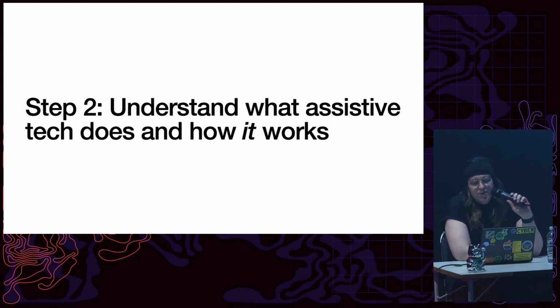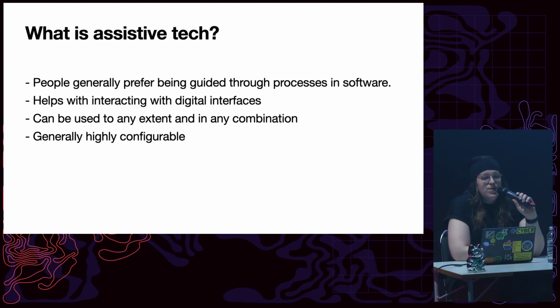Let's go over to step 2. Let's understand what assistive tech does and how it works. Now, assistive tech is technology and software that people use to interact with their computers, that change how they interact, that change how things might look. And it helps them interacting with these digital interfaces that you are providing as developers. And they can be used to any extent and in any combination with one another.